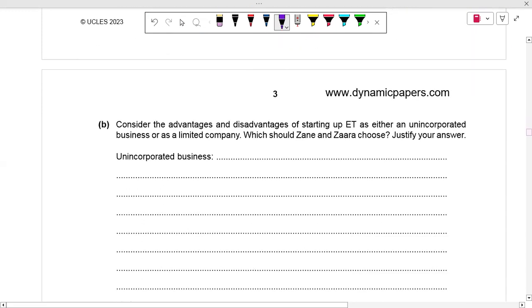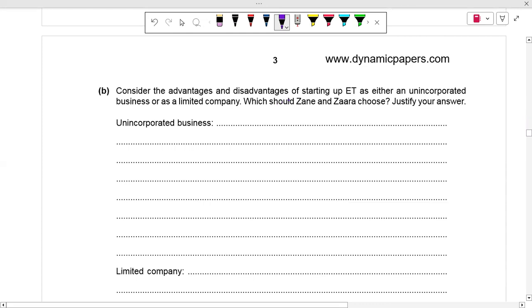Okay, so in part B, consider the advantages and disadvantages of starting up ET as either an unincorporated business or as a limited company. Which should Zain and Zara choose? Okay, so let's discuss. For example, if it is the unincorporated business, what are the advantages? We should write the advantages first. What advantage will they see in the future?